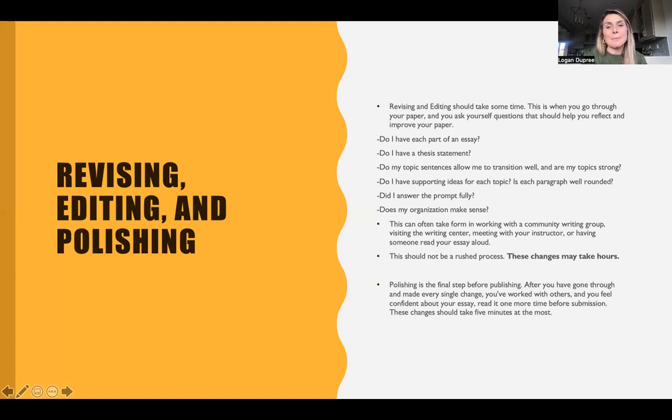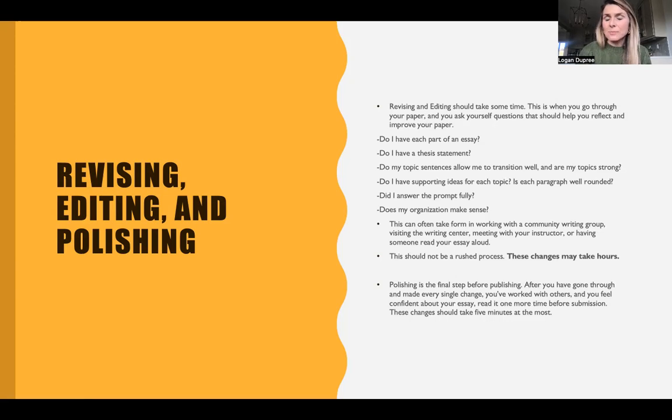And the big thing to keep in mind is revising and editing should take you some time. This is when you go through your paper and you ask yourself questions that should help you reflect and improve your paper. Do I have each part of an essay? Do I have a thesis statement? Do my topic sentences allow me to transition? And are those topics strong? Do I have supporting ideas for each topic? And is this paragraph well-rounded? Did I answer the prompt fully? Does my organization make sense?